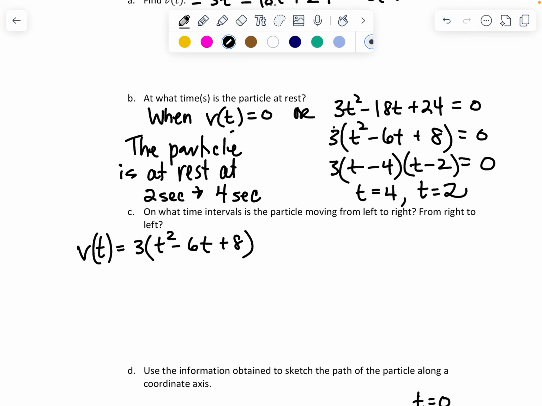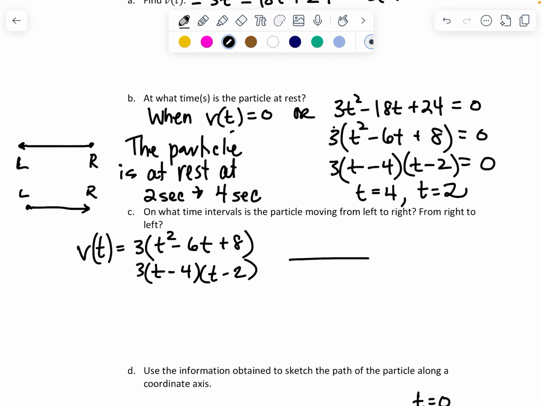On what time intervals is the particle moving left to right? So left to right would go this way, left to right. And then right to left would go this way. Consider that. So what we're going to do is take our information and say, okay, it moves left and right according to, there's our function. We've got a lot more of this to do in the future.